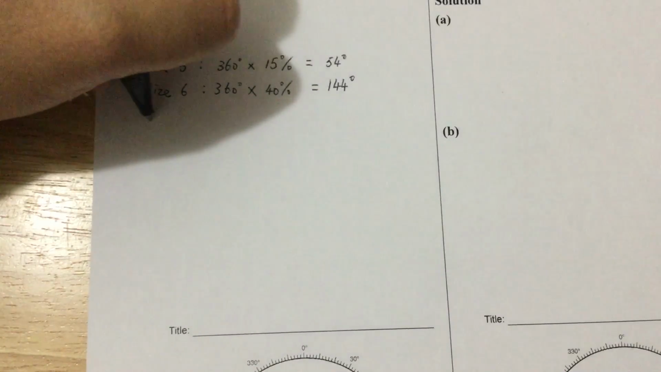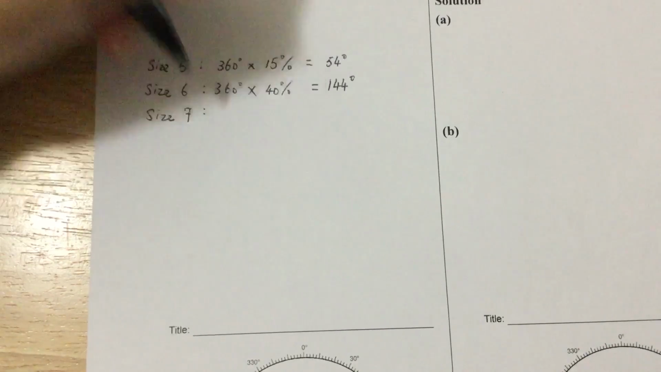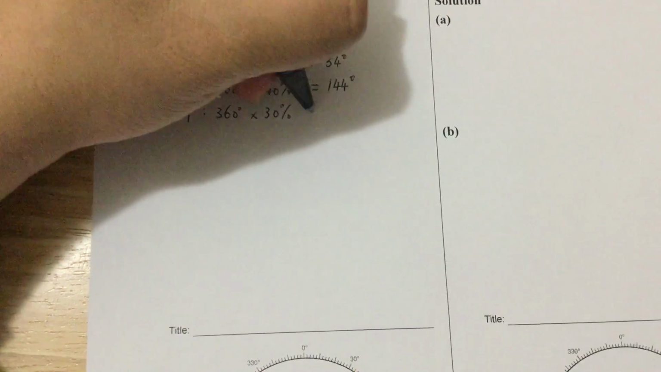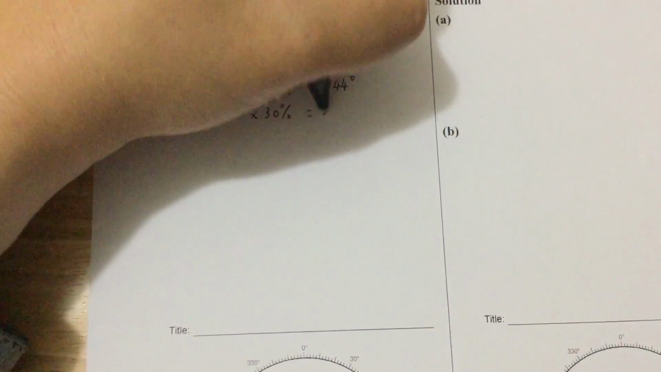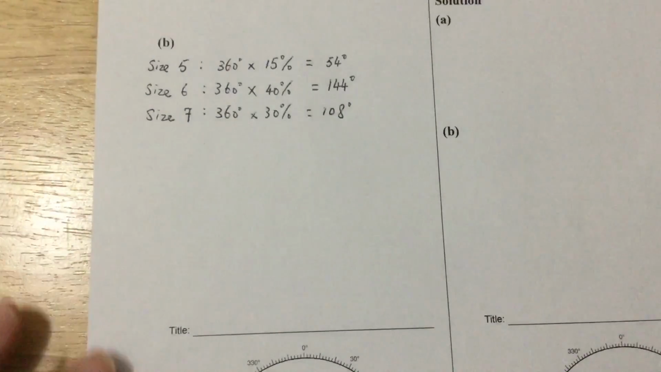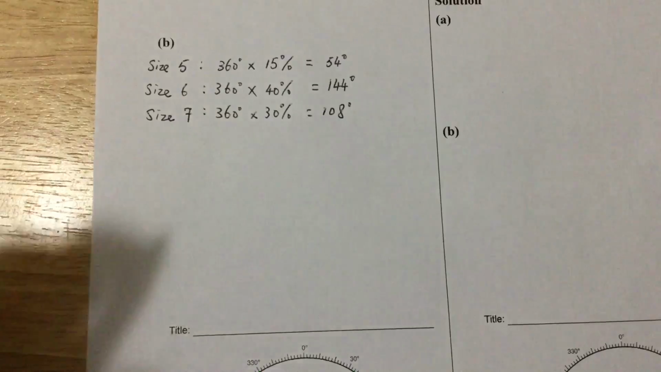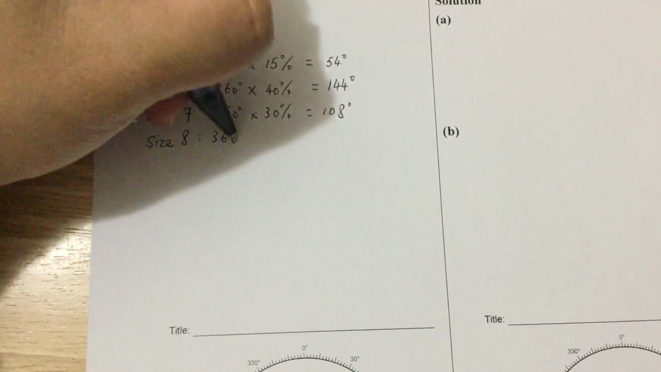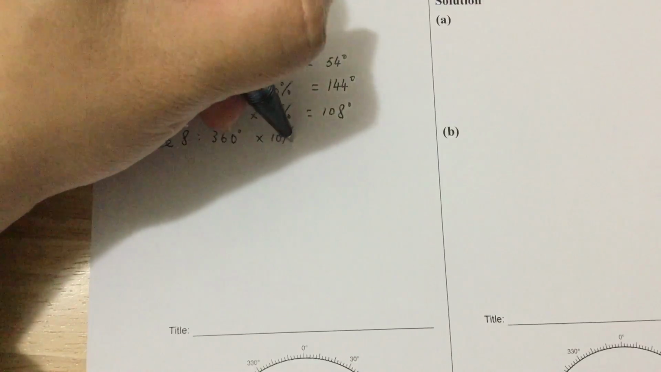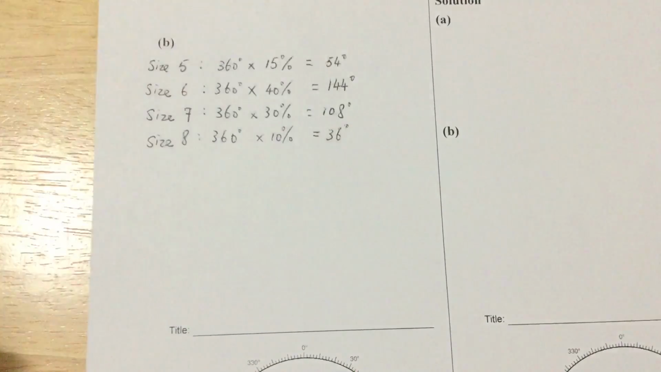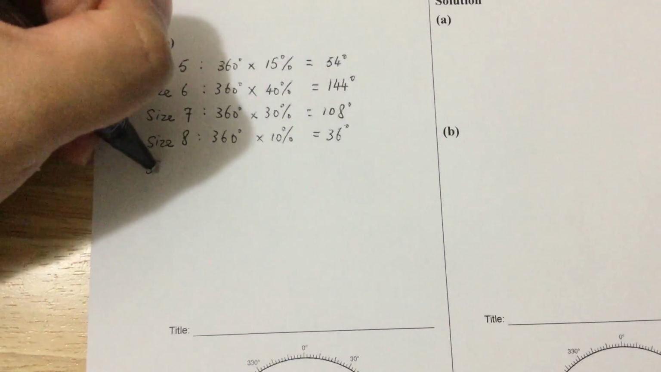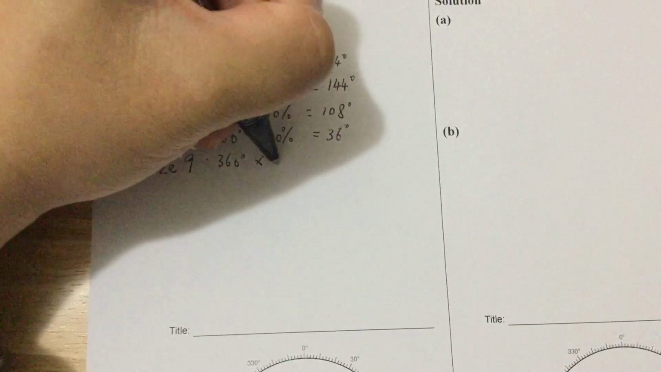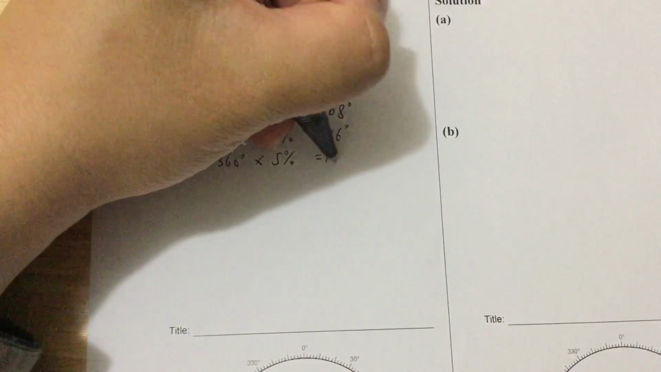For size 7, you will have 360 degrees times 30%. The answer is 108 degrees. For size 8, this time it is 10% only, so the answer is 36 degrees. Last but not least, size 9 is 5%, so the answer is 18 degrees.